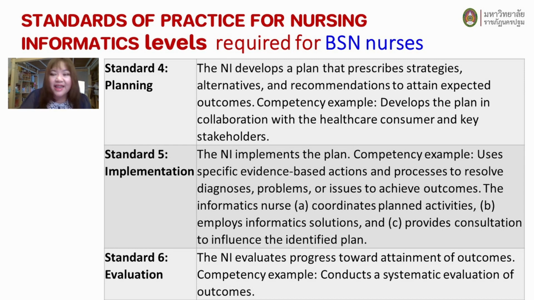Standard number 6 is about evaluation, the last step of the nursing process. Let's see about the NI. The NI evaluates progress toward attainment of outcomes. For example, conduct a systematic evaluation of the outcomes. So mix it together and do it in informatics. That's easier to use, and easier to follow how our nursing care or treatment can help people or not. You can see it clearly.